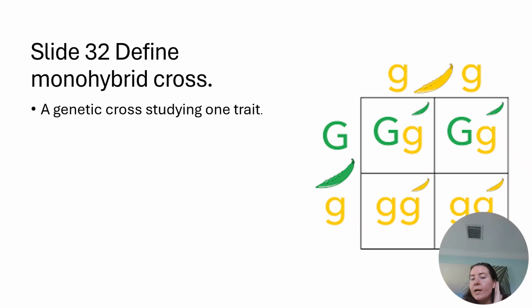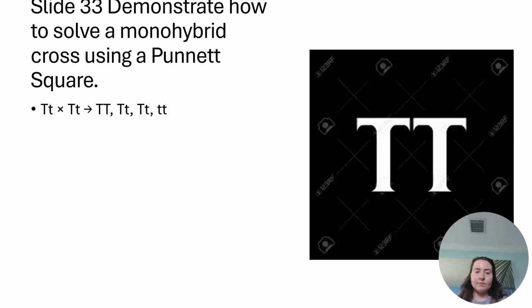32. Define monohybrid cross. A genetic cross studying one trait. And you can see that there's all these combinations over here. 33. Demonstrate how to solve a monohybrid cross using a Punnett square. I have big T little t times big T little t equals TT, Tt, and then two little t's.